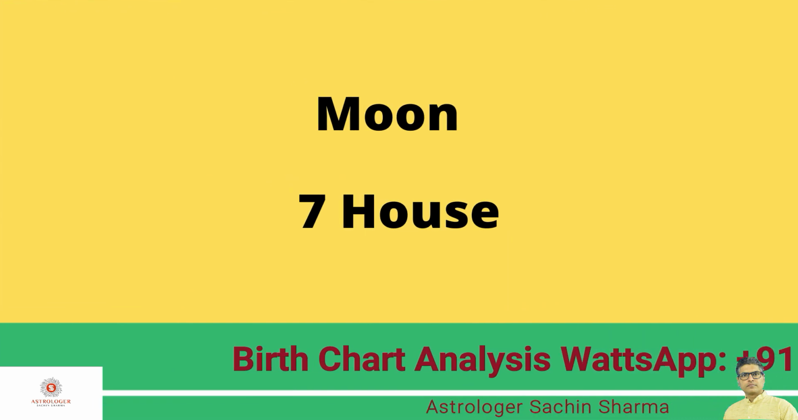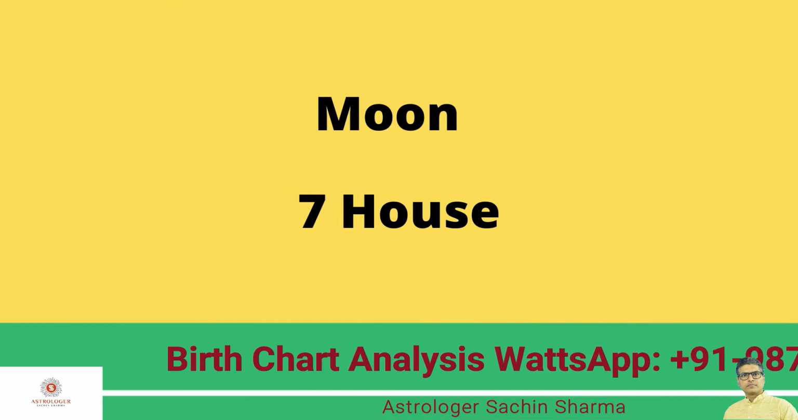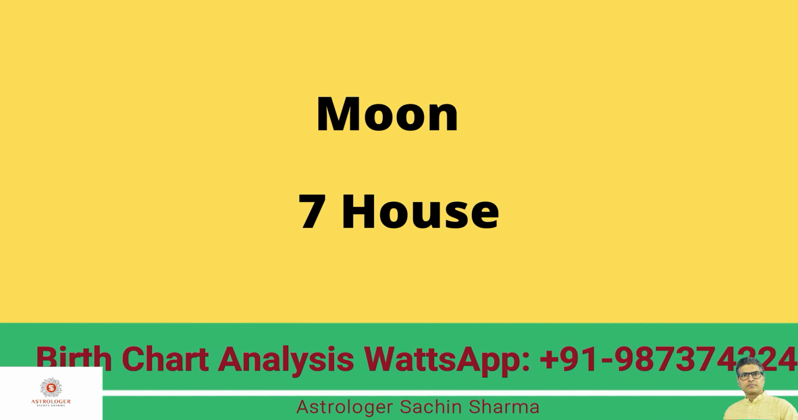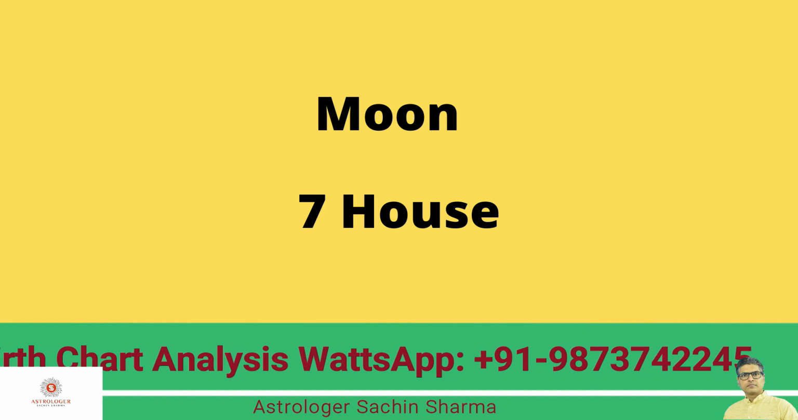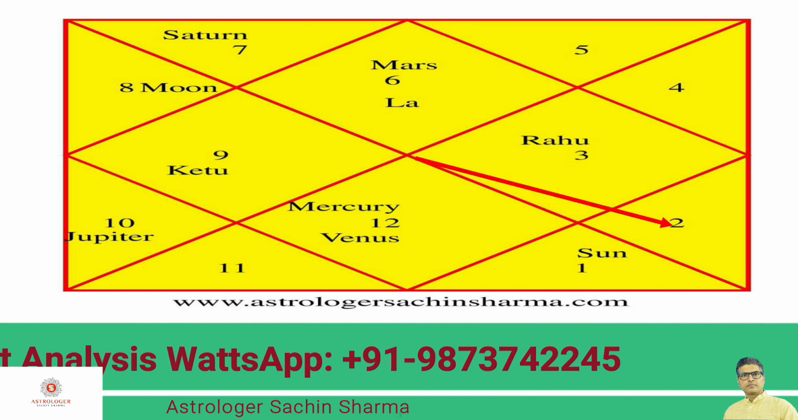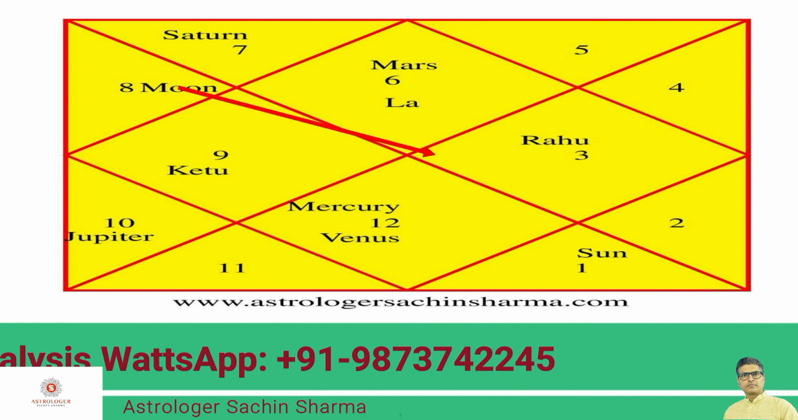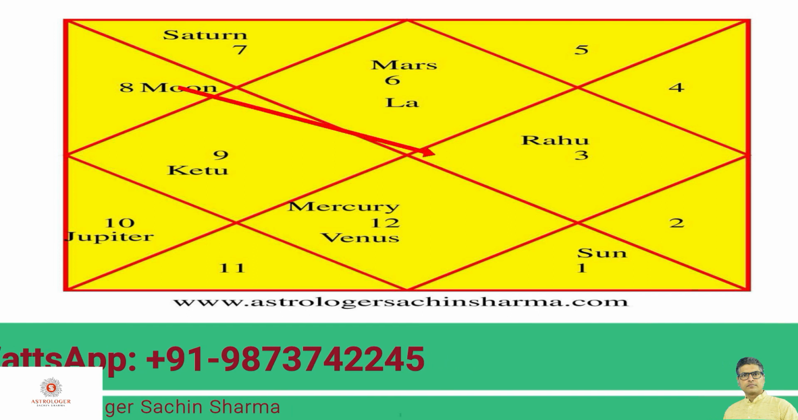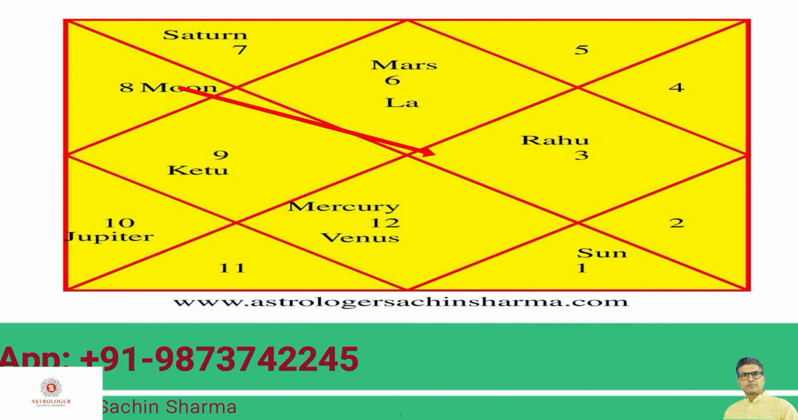Now let's move forward and discuss the aspect of Moon. Moon will also aspect the same way as Sun. That means Moon will only aspect the 7th house from where it is placed. Let us understand it practically here in this birth chart. Moon is placed here in the 3rd house of the birth chart. Then Moon will aspect the 9th house from here, as you can see with the help of these arrows.